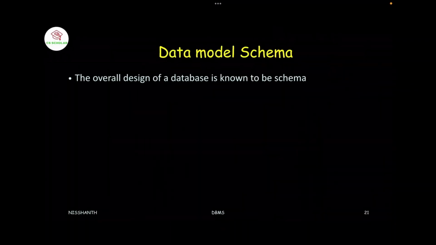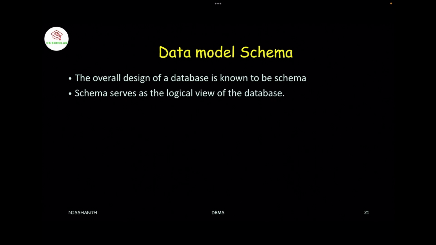Schema is the overall design of the database. It gives the logical design of the database. It also gives the structure of the entire database. It usually contains the number of tables, relationships, constraints, the number of keys, and all those important details. It gives a skeletal structure of the entire database.